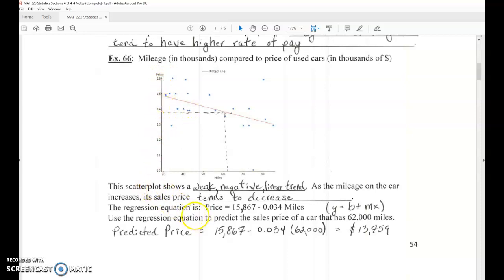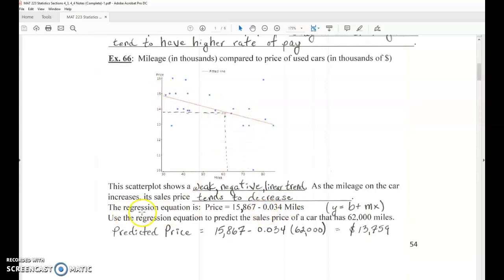The regression equation comes out to be, and I put a decimal in the note, sorry, that's a comma, it's 15,000, but the regression equation comes out to be price equals 15,867 minus 0.034 miles. Price is the Y, so Y equals b, the intercept, plus mx. So we have a negative slope. Then the slope is negative. We have a negative correlation.